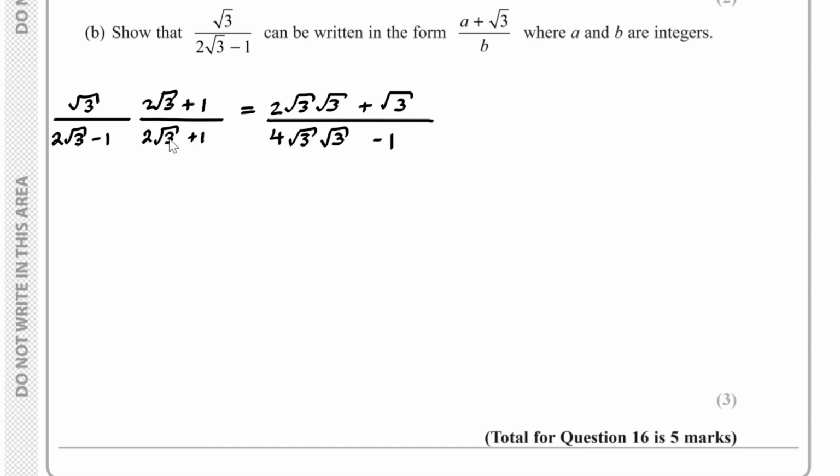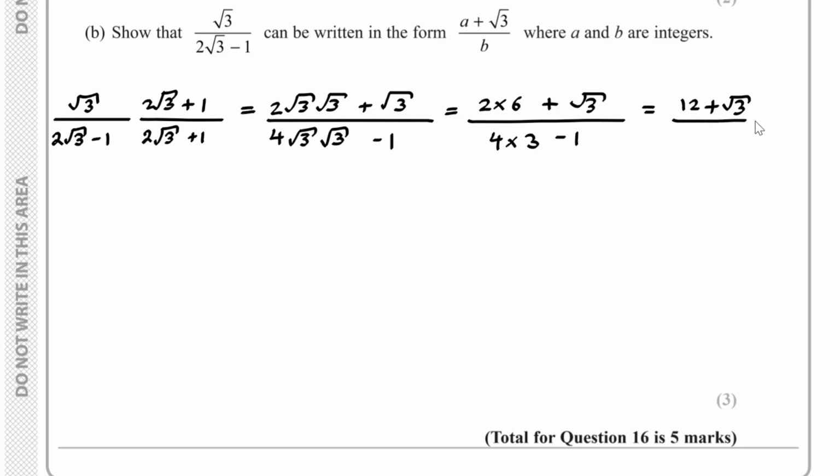Of course, we've got a difference of 2 squares on the bottom. And if we tidy all this up, 2 times root 3 times root 3, that's the same as 2 times 3. So we've got 2 times 3 plus root 3 on the top, that's 6 plus root 3. And on the bottom, we've got 4 times 3 minus 1. So we end up with 6 plus root 3 on the top, and on the bottom, we end up with 11. So this over here is our final answer.